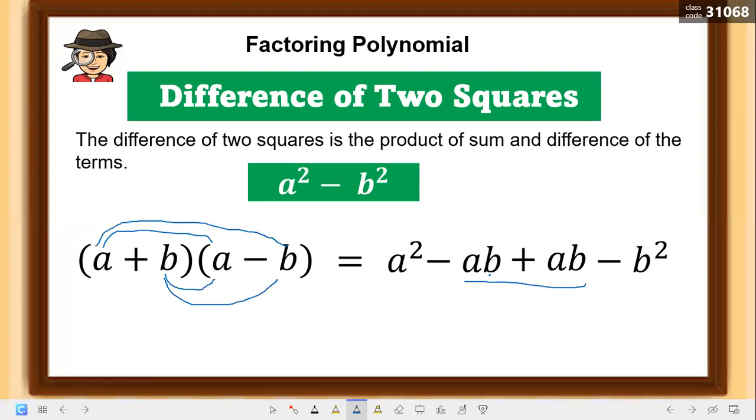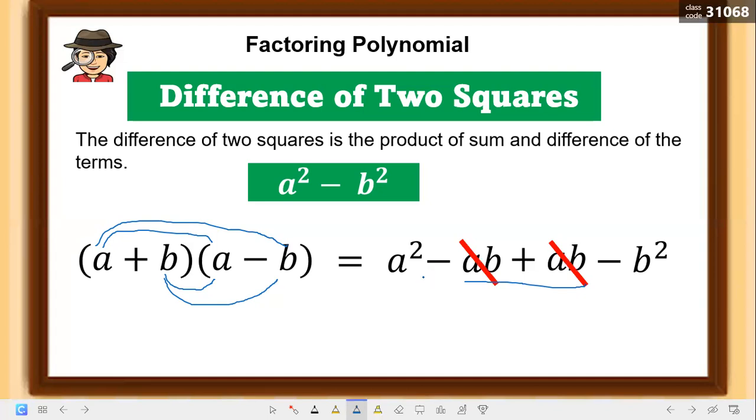Kapag in-add po natin yan, what will be the sum of these terms? Anyone? Let's go back. Raven. Negative ab plus positive ab. What will be the sum? 0. Okay, very good. 0 or simply cancel na po natin yan. Therefore, ano yung natira natin? A squared minus b squared.